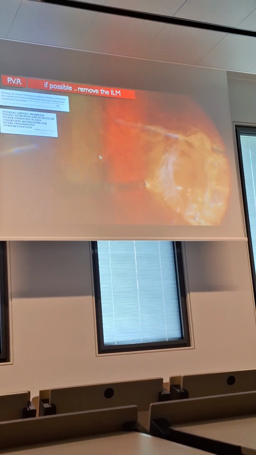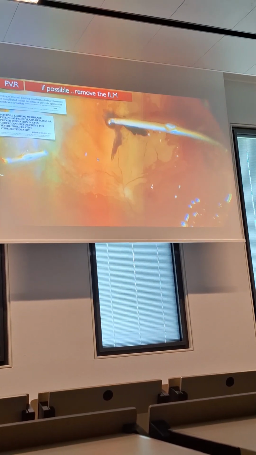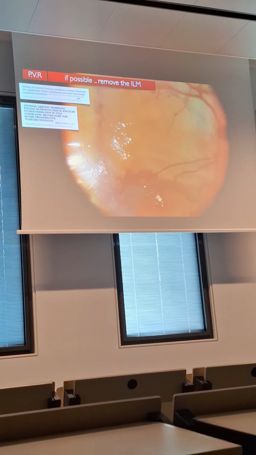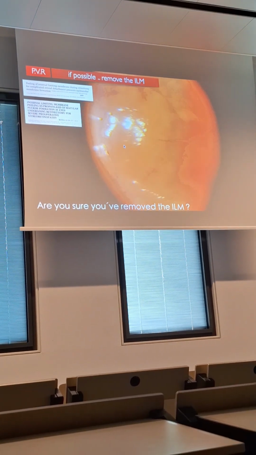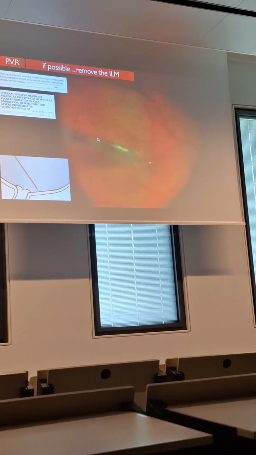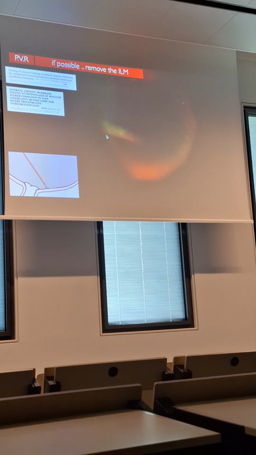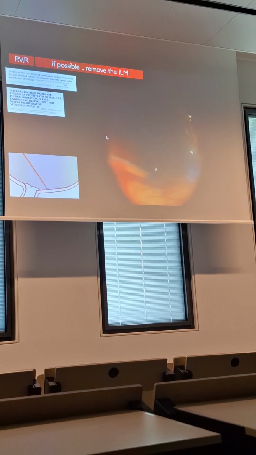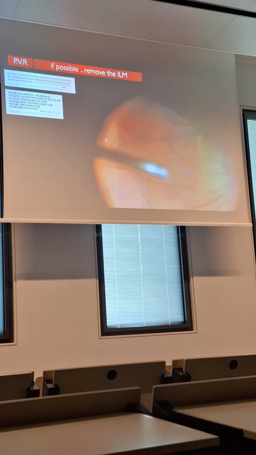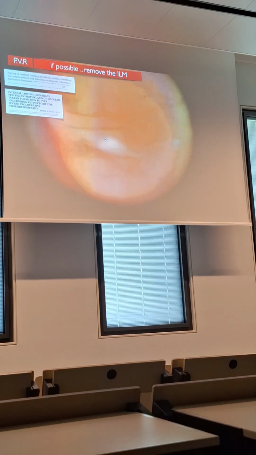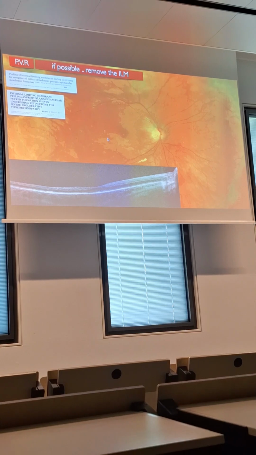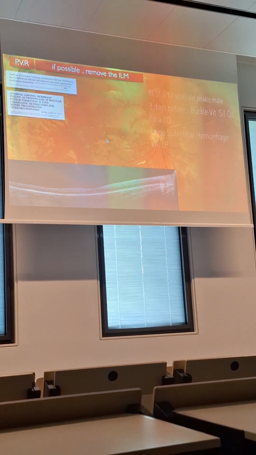Okay, well, this works. And in PVR, always try to remove the internal limiting membrane, because this will prevent the epiretinal proliferation in the macular area. If you are not sure, stain again under perfluorocarbon liquid. It's very easy to do, and it stains the internal limiting membrane very, very fast. Look at this. This was the piece of the internal limiting membrane that was left over the retina.